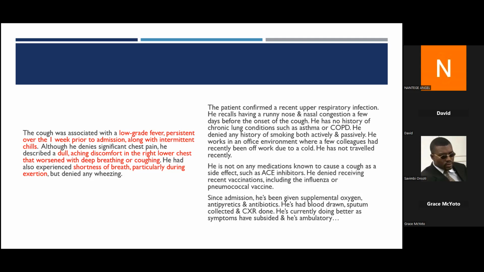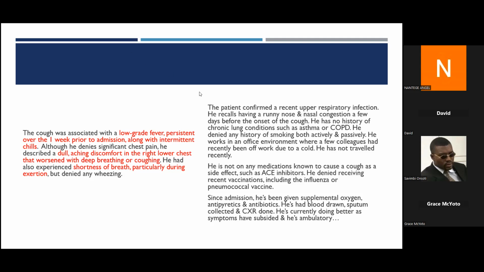He's not on any medications known to cause a cough as a side effect, such as ACE inhibitors. He denied receiving recent vaccinations, including the influenza or pneumococcal vaccine. Since admission, he's been given supplemental oxygen, antipyretics, and antibiotics. He's had blood drawn, sputum collected, and CXR done. He's currently doing better as symptoms have subsided, and he's ambulatory.